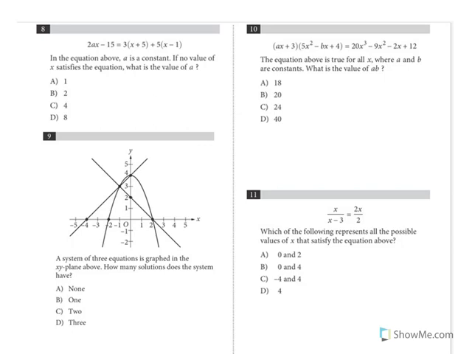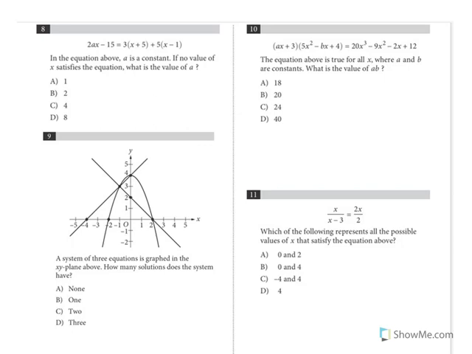2ax minus 15 equals 3 times x plus 5 times x minus 1. In the equation above, a is a constant. If no value of x satisfies the equation, what is the value of a? So what value of a will give us a false statement for all values of x?